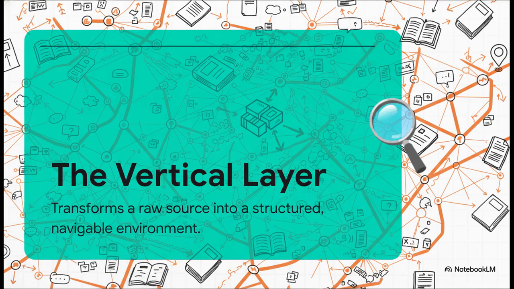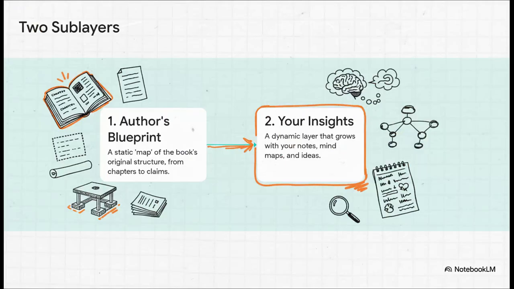Well, it's all about changing how we see a book. Instead of just this giant block of text, the goal is to transform it into a totally structured, navigable environment. It's kind of like creating a super detailed, high-resolution GPS map, but for the book's ideas. And this map has two parts. First, you've got what's called the author's blueprint. This is the static part.